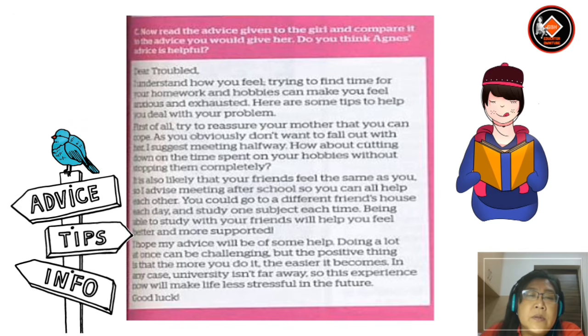Dear Troubled, I understand how you feel. Trying to find time for your homework and hobbies can make you feel anxious and exhausted. Here are some tips to help you deal with your problem. First of all, try to reassure your mother that you can cope, as you obviously don't want to fall out with her. I suggest meeting halfway. How about cutting down on the time spent on your hobbies without stopping them completely?